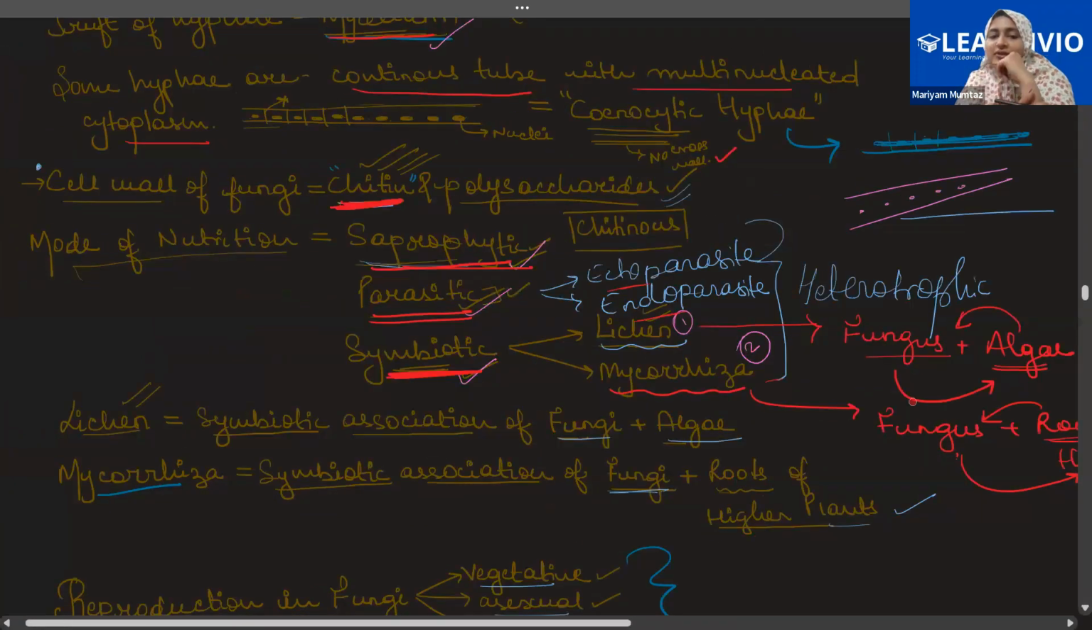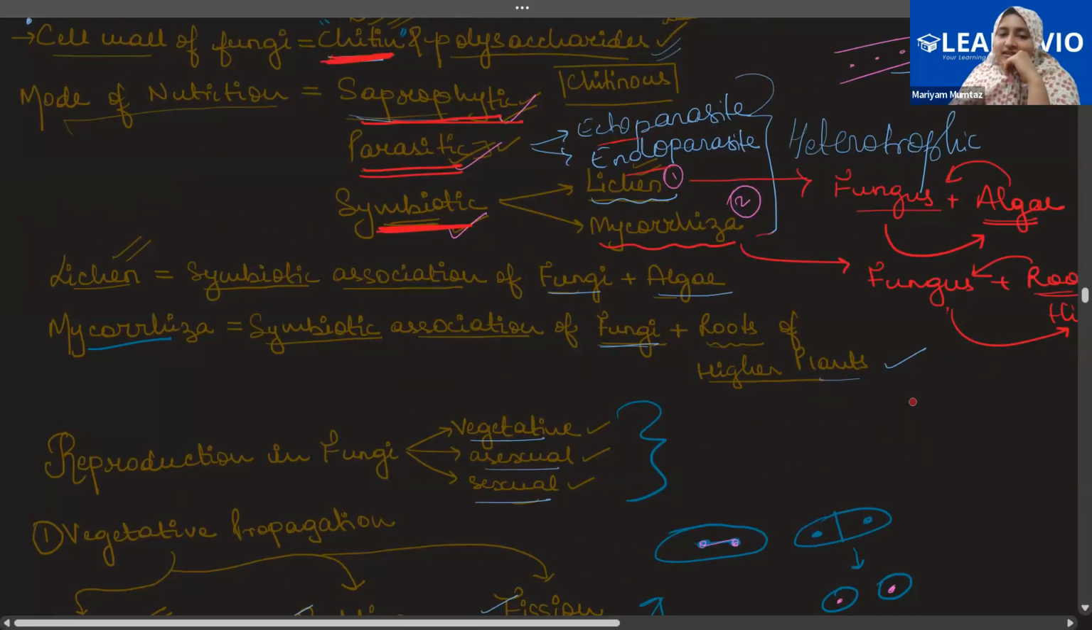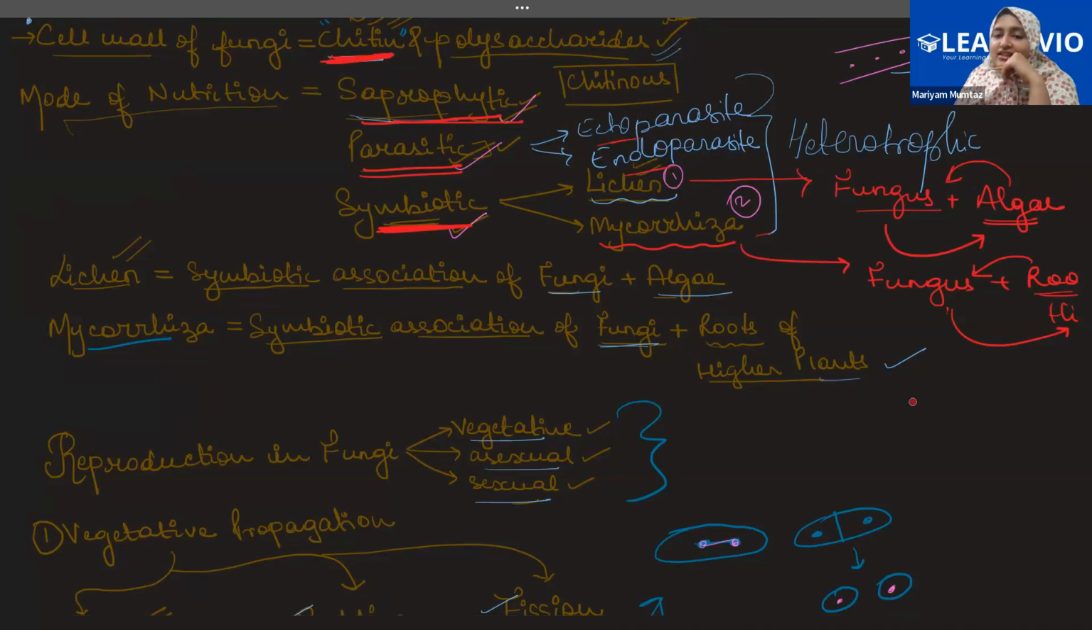Okay, I have written it here only. Symbiotic association has two: the fungi and the algae, and then the fungi along with the roots of higher plants. Higher plants in the sense angiosperms, gymnosperms.